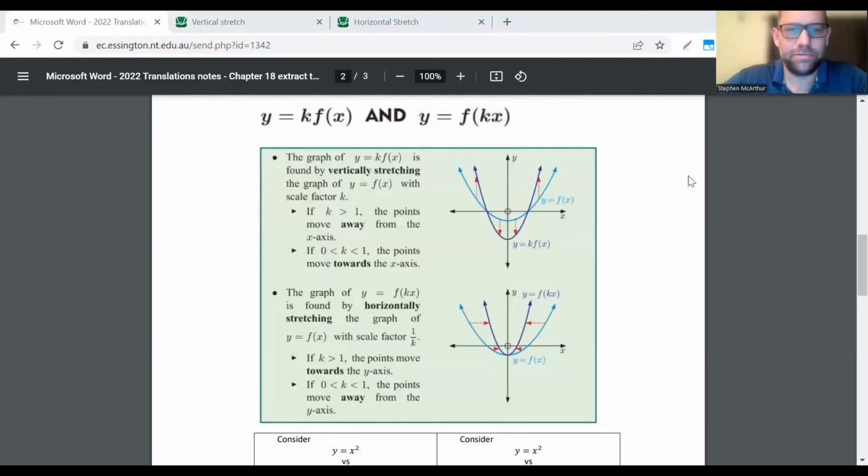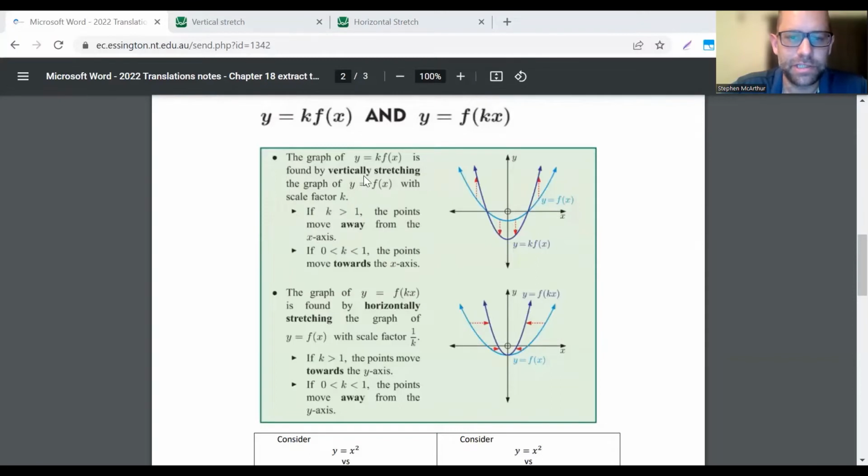Now we're going to have a quick look at some vertical stretching of a quadratic. It's the top little bit of notes here on your handout. Now the rule is y is equal to k outside the brackets of f of x does the vertical stretching, but there's two things. I want you to read this green box here and the two little points that it makes.